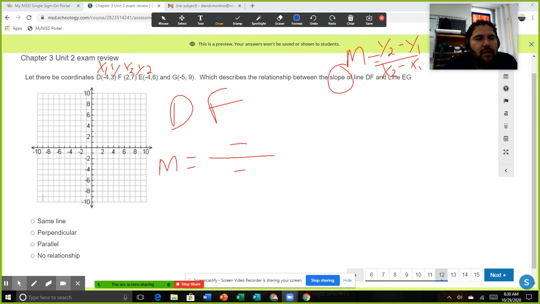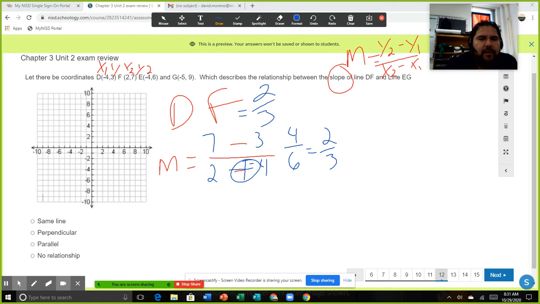Okay, so y2 was, what is it, 7, right? So 7 minus 3 over 2 minus negative 4, right? Okay, 7 minus 3 is 4. 2 minus negative 4, that's got to change, 2 plus 4, so that's actually 6. 4 over 6, don't forget to reduce. That's 2/3. So the slope of DF is equal to 2/3. That's my slope. Okay, I'm going to go ahead and clear all this business.